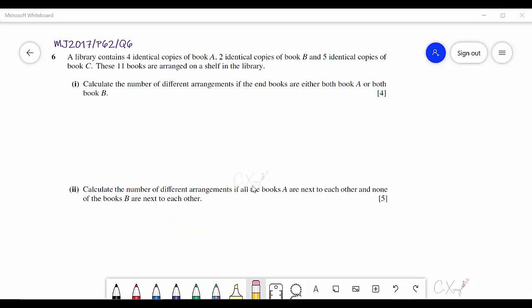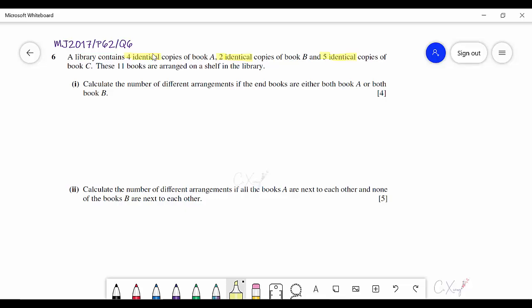Okay, so now we will discuss this question from May/June 2017, Paper 6, question number 6. A library contains 4 identical copies of book A. I think all the keywords here, identical, are very important. So you have 4 A, 2 B, and also 5 C. So these 11 books are arranged on the shelf in the library.